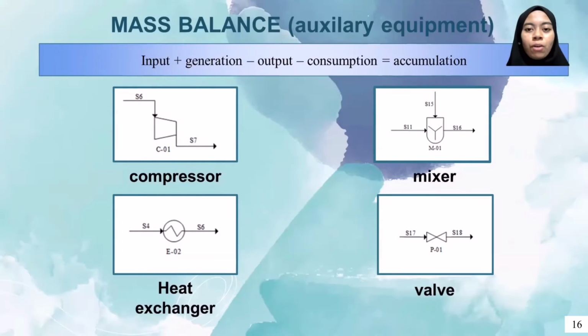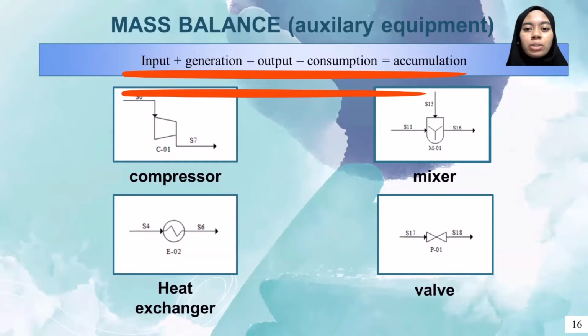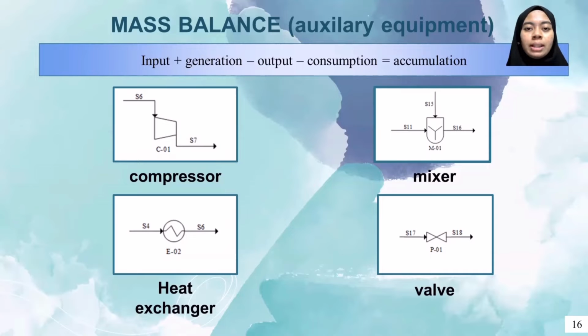For the mass balance of auxiliary equipment, we'll be using the law of conservation of mass, which is input plus generation minus output minus consumption is equal to accumulation. This type of mass balance is applicable in all auxiliary equipment streams.